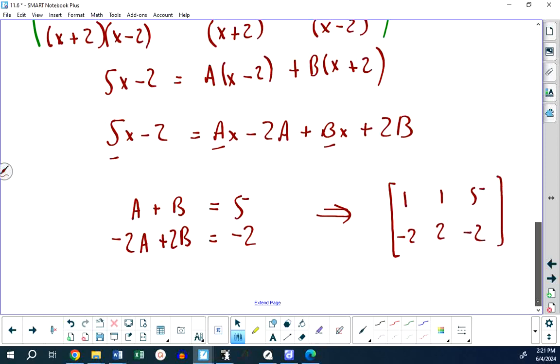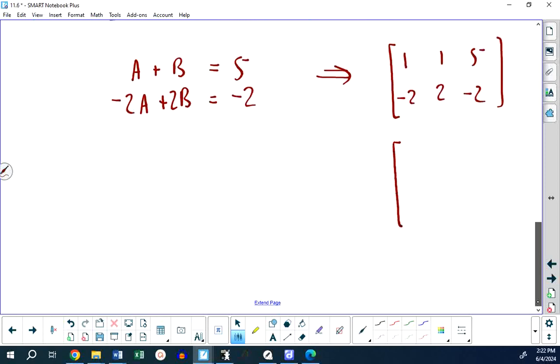We want this first number in the top left to always be a 1, and it is. We want the number below it to be a 0. So I can make the number below it 0, and by the way, you could probably get the answer quicker just by rearranging the equations. But I can get this bottom number to be 0 by taking 2 of the top and adding it to the bottom, and if I do that, I get 0. 2 times 1 is 2, plus 2 is 4. 2 times 5 is 10, plus negative 2 is 8.